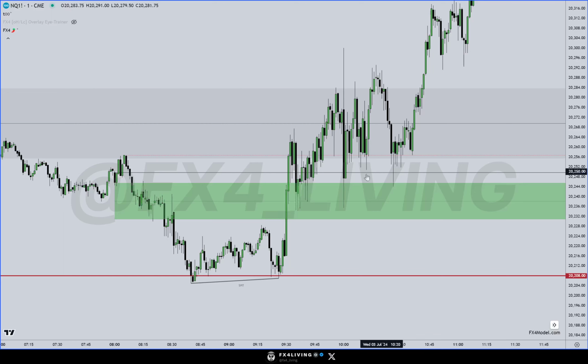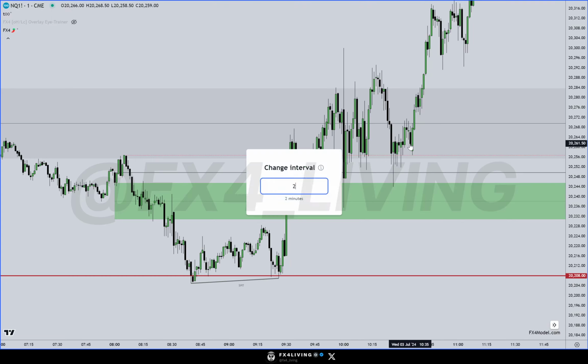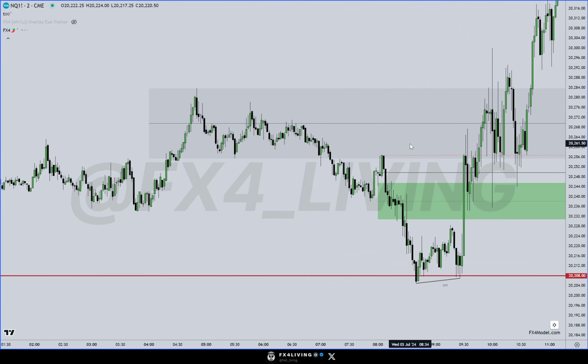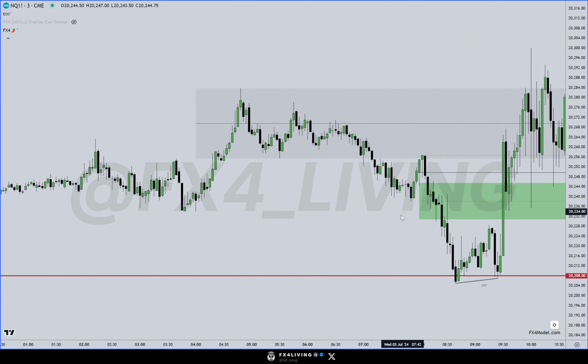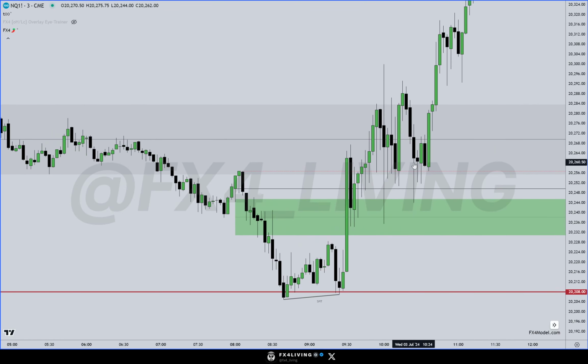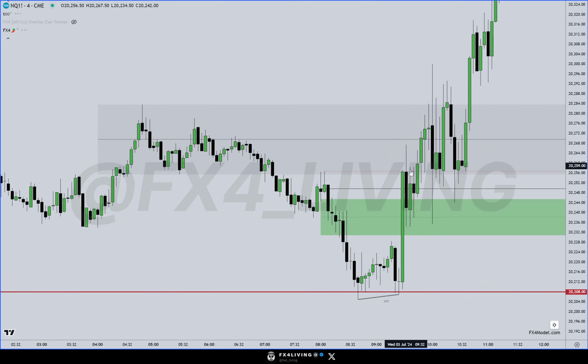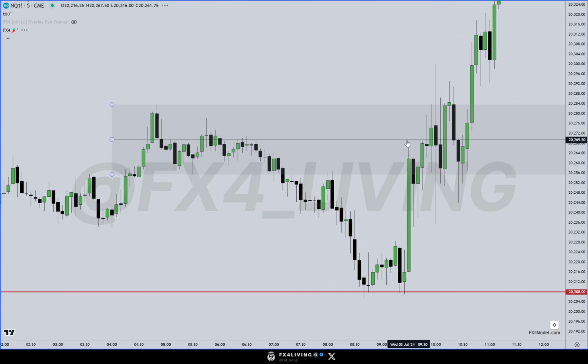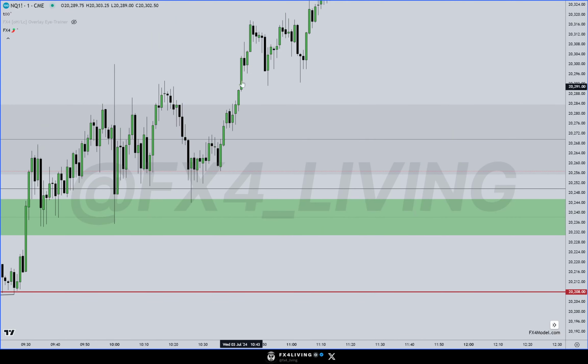A little bit choppy in this area, to be honest, but there's always something. If it's too choppy in the 1 minute, just go to a 2 minute. If it's not clear in a 2 minute, go to 3 minute. There's always a way to filter this noise. 4 minute, you see on a 4 minute, on a 5 minute it becomes more clear than the 1 minute.